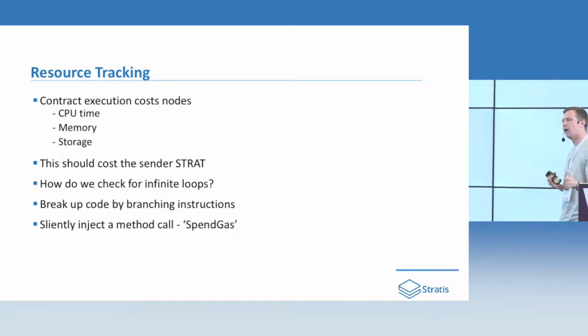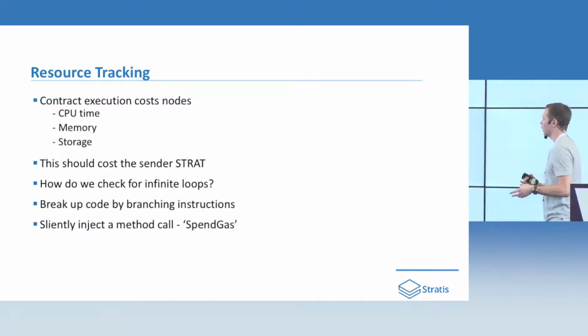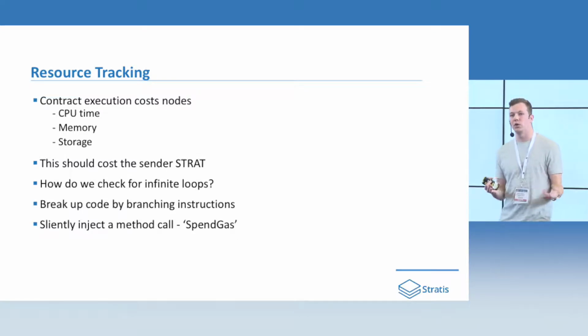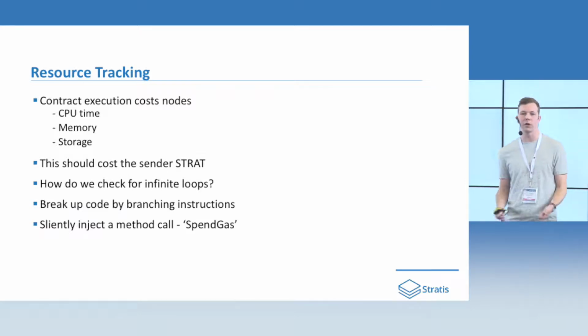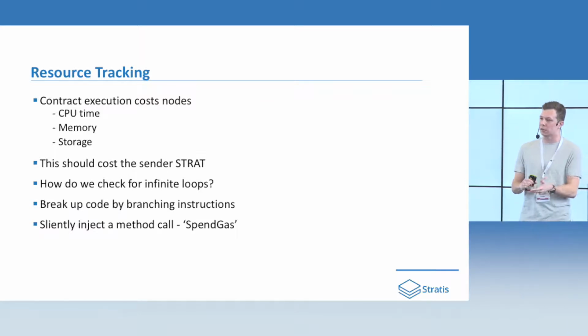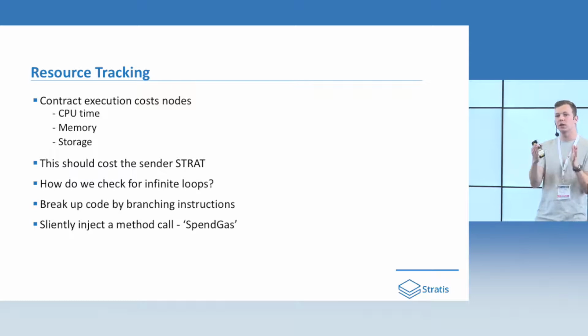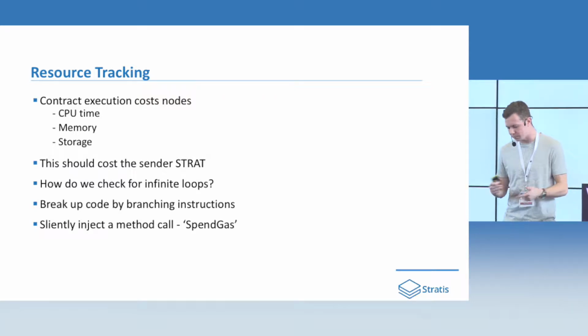The other hard problem then is resource tracking. Contract execution actually costs you something. If your node is executing a contract, it costs you some memory, some storage, and some CPU time. You need to receive some value for that. To calculate this, we have to do some magic, and we inject a small bit of code behind the scenes.